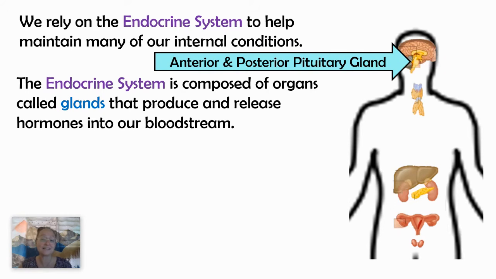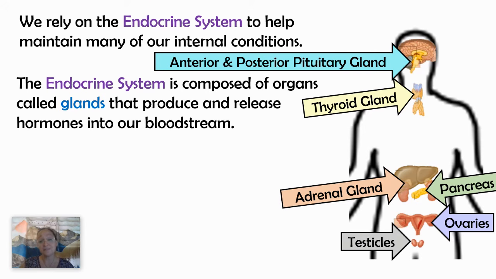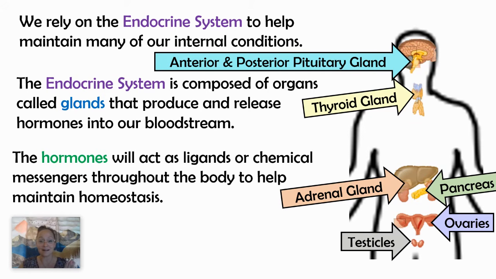So anyway, we have the anterior and posterior pituitary glands. We have the thyroid gland in charge of metabolism. We have our adrenal glands on top of our kidneys, our pancreas, and our ovaries and our testicles. And so glands throughout our endocrine system release hormones, and hormones will travel through the bloodstream to reach their target cells.